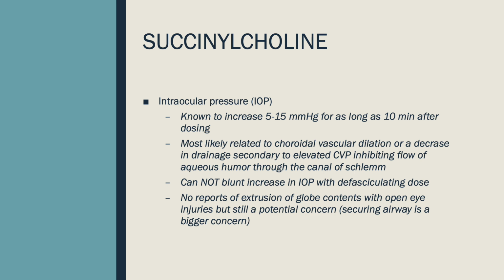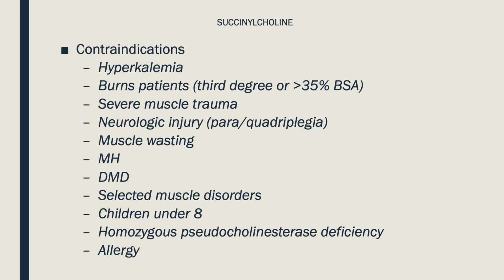While there have been no reports of intraocular globe contents extruding, the risk remains a potential concern, particularly in cases where securing the airway is vital. Therefore, carefully assess that patient. On the off chance, just avoid sux. If it's warranted, maybe do an RSI with rocuronium. I mean, coughing and bucking can also increase intraocular pressure, especially if they're bucking on the vent. This can actually increase it probably more than sux, but you have to keep this in mind. That is a potential theoretical risk.